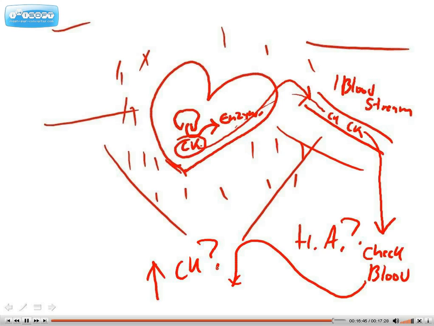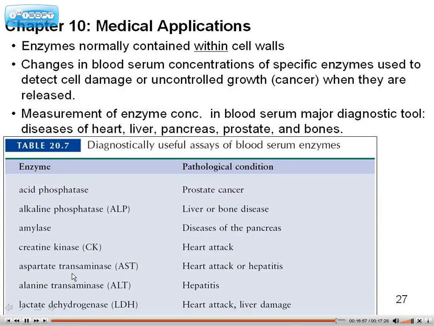They know that whenever cells are damaged, they may release key enzymes in the blood. So if you ever go to the hospital, oftentimes they may say, okay, we need to run a blood test. And now you know why. They're looking for increased, elevated levels of enzyme.